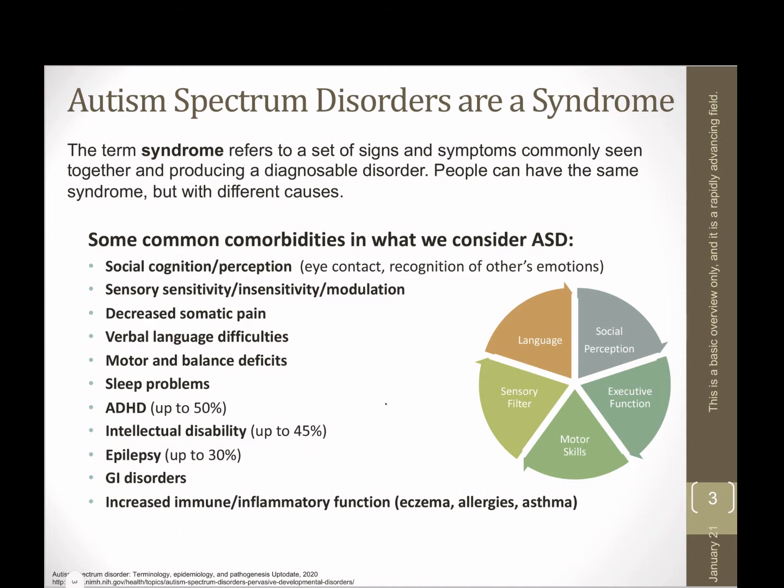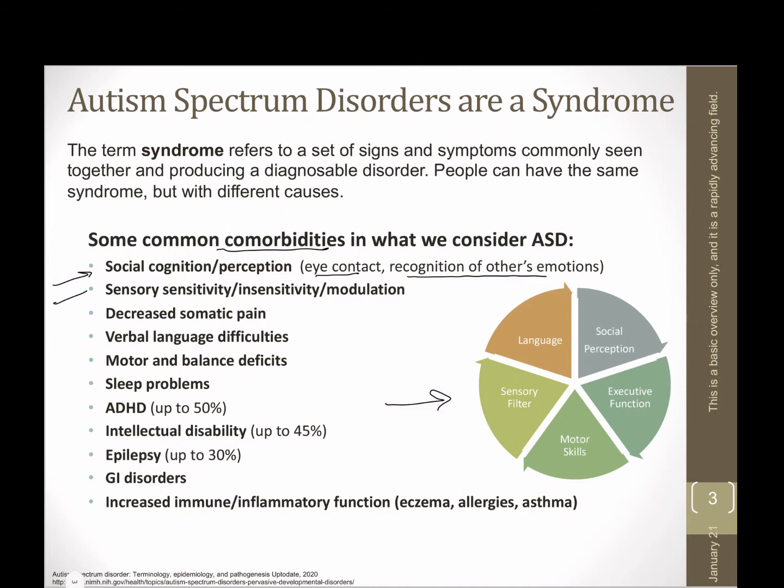So because of these different 5 realms, what we see are some specific functions and some disorders or comorbidities. The social cognition and social perception can express itself in lack of eye contact and difficulty recognizing other people's emotions. This isn't the same as not caring about other people's emotions, but having difficulty in understanding or picking up on body language and facial expressions is fairly common.